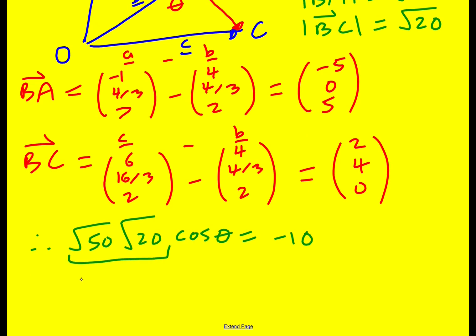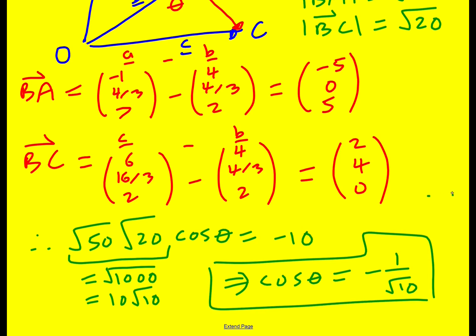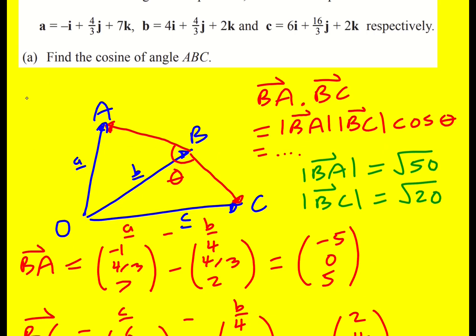So this is actually going to equal the square root of, well, 50 times 20 is 1,000, so the square root of 1,000. You can take out the square root of 100, which is 10, it's going to be 10 root 10. And therefore, cos theta is going to be minus 10 over 10 root 10. It's going to be minus 1 over root 10. So part A is done.